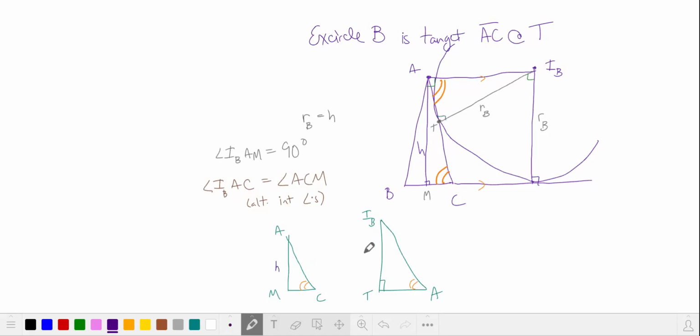IB to T, that's the radius of this excircle, but we have actually that these two lengths are the same, so not only are they similar, they're also congruent. From this we can see that the distance from IB to A is the same as AC. That's part of this triangle. We're going to call this lowercase b.